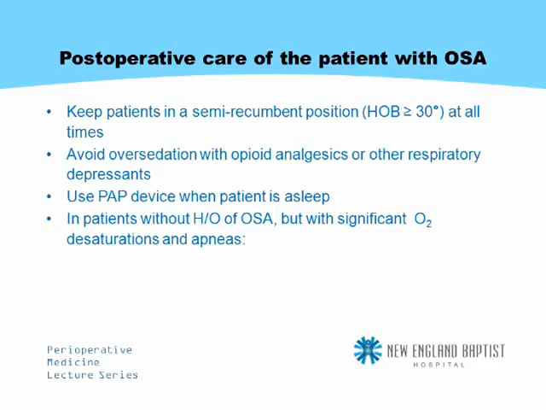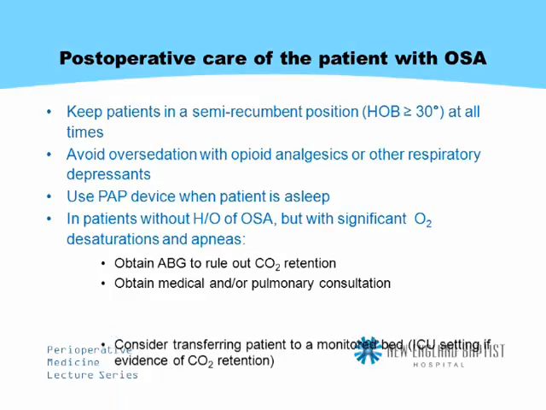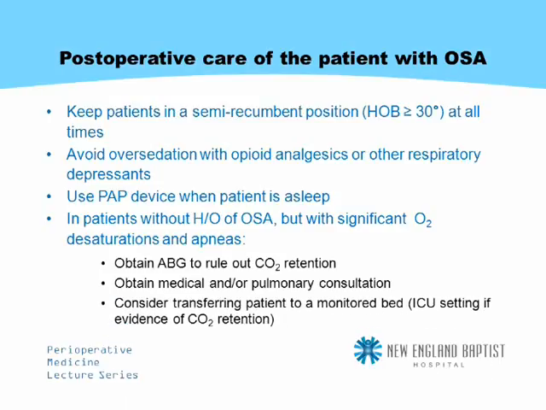If patients have no history of sleep apnea, but they are desaturating, then you would want to obtain an ABG to rule out CO2 retention. You want to obtain a medical or pulmonary consultation, and you might need to transfer the patient to the ICU. So if you see somebody who doesn't have a history of sleep apnea, but their SATs are dropping and there are obvious apneas, you need to make sure they're not retaining CO2, because that could be the cause of them hypoventilating and desaturating, and then you might need to monitor those patients in the ICU. So the combination of apneas with acute CO2 retention is definitely important to manage immediately.